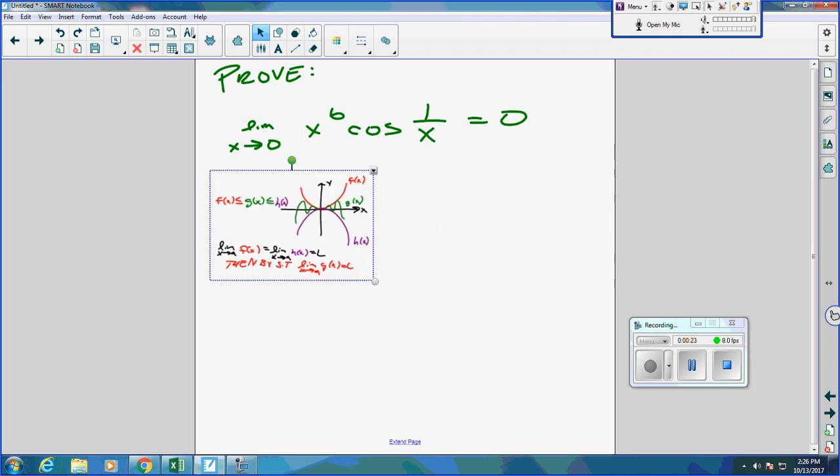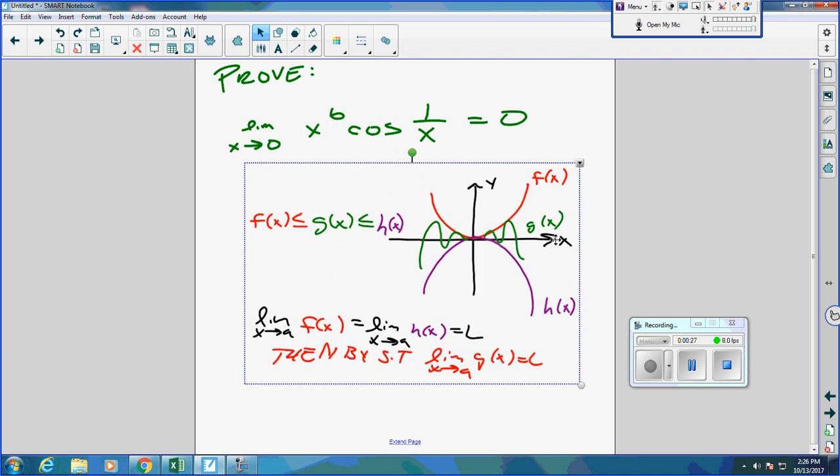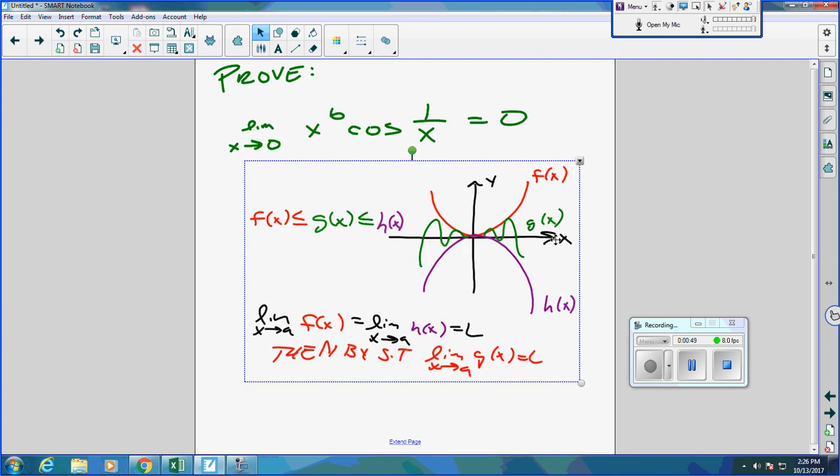First thing we have to think of, especially in Calc 1, when you see a trig function like this, we're going to think of the squeeze theorem. I'm going to figure out some red function on the top, f of x, some purple function on the bottom, h of x, and we want to squeeze our green function, g of x, in between. And the graph actually looks something like this, roughly. Now, I don't show it very well, but we know that the green function is undefined. It's an open circle at 0. And since the limit's 0, it's coming into 0.